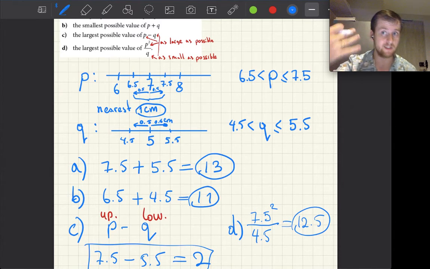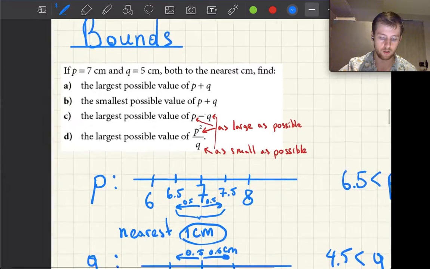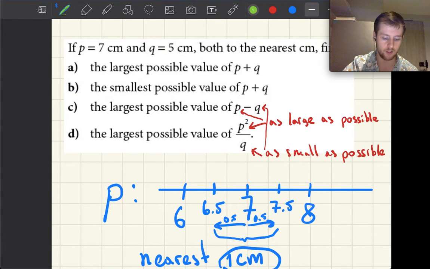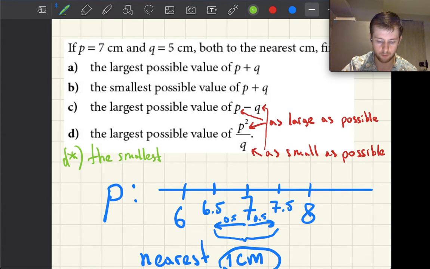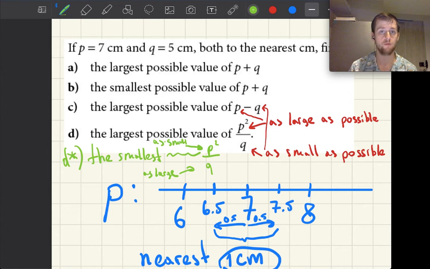Okay, and of course, if you want to find the smallest possible value, let's say this is like a D star, you want to find the smallest possible value of p squared over q. In this case, the top part has to be as small as possible, and the bottom part has to be as large as you can make it. Okay, that's it for bounds. Let's keep going.